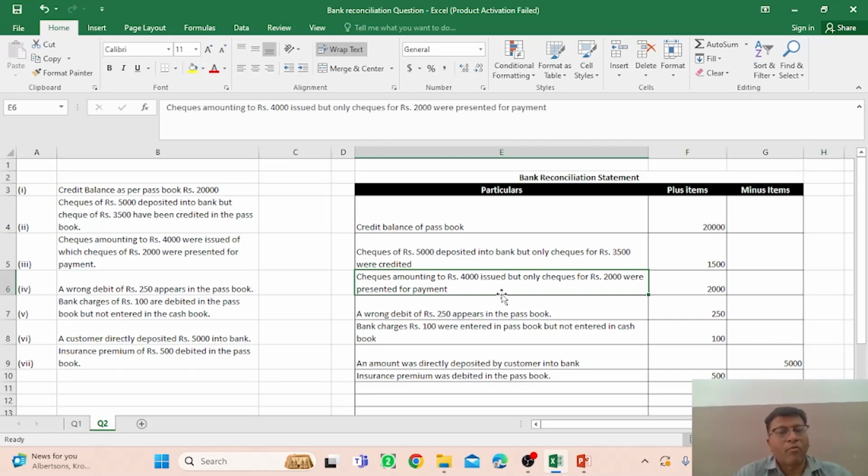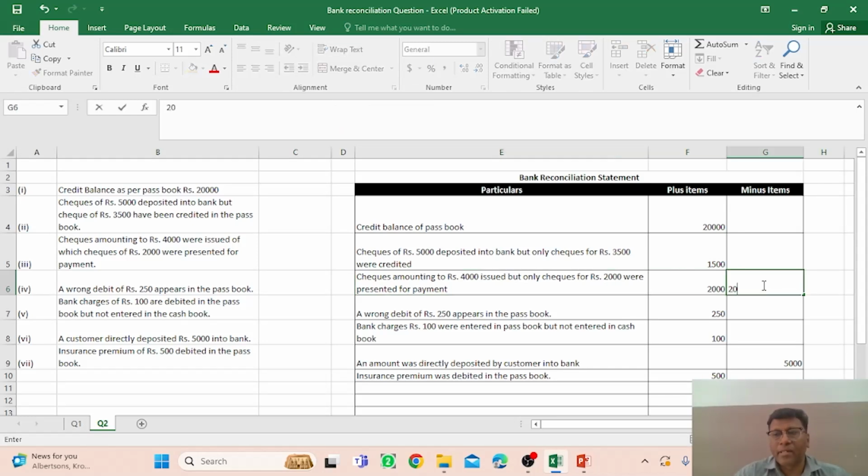4,000 rupees, 4,000 were issued. Okay, and 2,000 were presented. So the cash book balance is reduced by 4,000, and the passbook balance is reduced by 2,000. So 2,000 is the minus item.